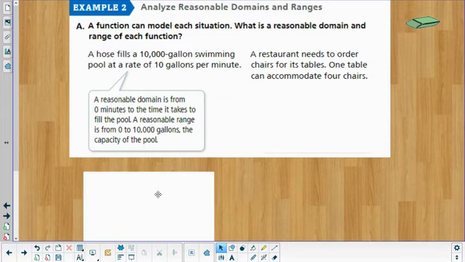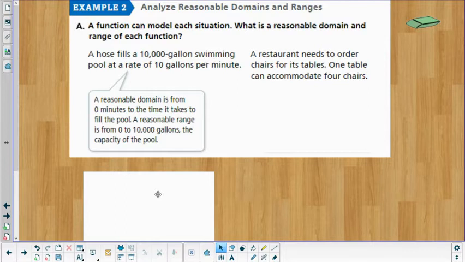Now, in this case, it does make sense to have part of a minute. You could have 30 seconds, which is half of a minute. You could have part of a gallon. So in this example, and we're going to talk about it again in a minute, fractions and decimals and parts of wholes are okay.